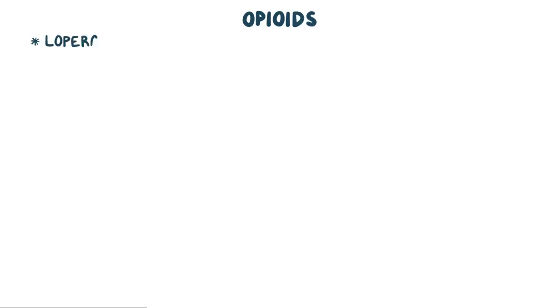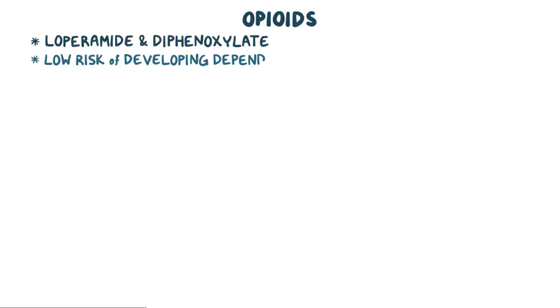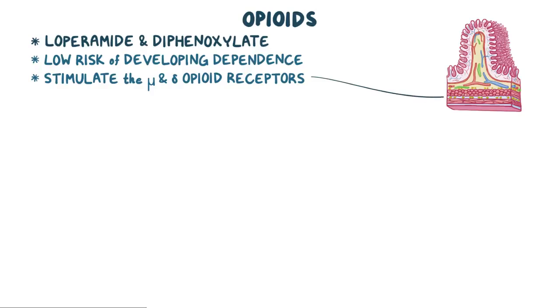The second class of medications that help with diarrhea are certain opioids like loperamide and diphenoxylate that have a low risk of developing dependence. Opioids work by stimulating the mu or delta opioid receptors found in the neurons of the enteric nervous system and smooth muscle, which decreases peristalsis.